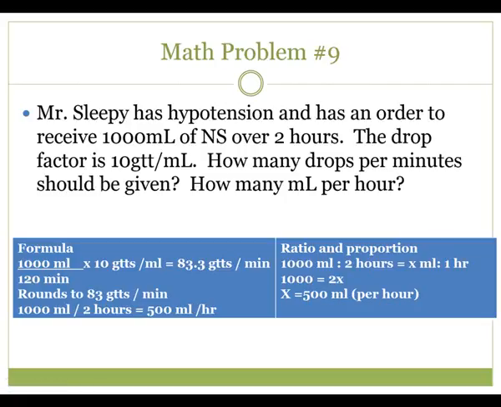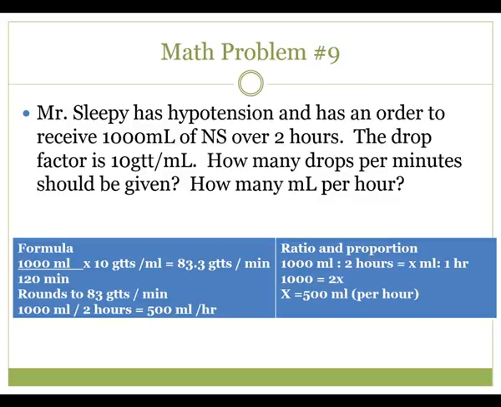Mr. Sleepy has hypotension and has an order to receive 1,000 mils of normal saline over the next 2 hours. The drop factor is 10 drops per mil. How many drops per minute should be given and how many mils per hour? There's 1,000 mils in 120 minutes times your drop factor, which is 10, gives you 83.3 drops per minute, which of course rounds to 83. So that's your drops per minute.